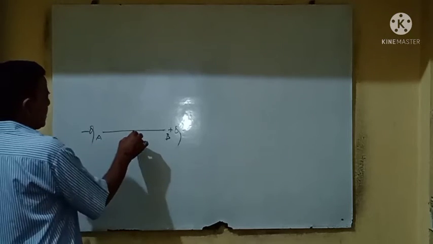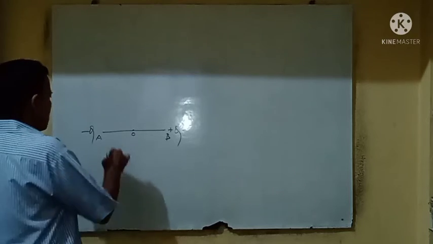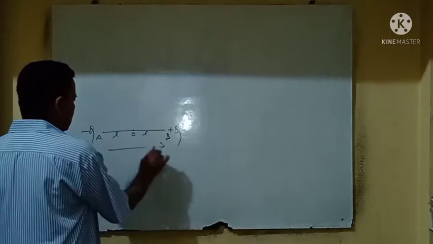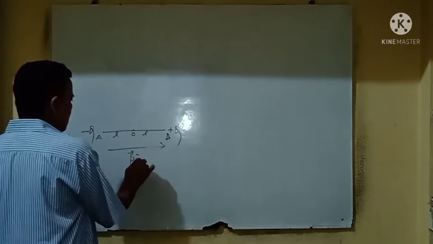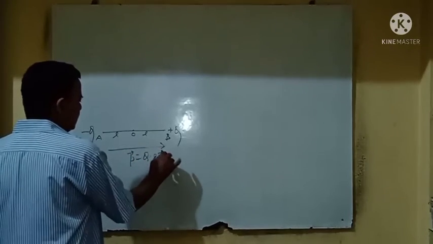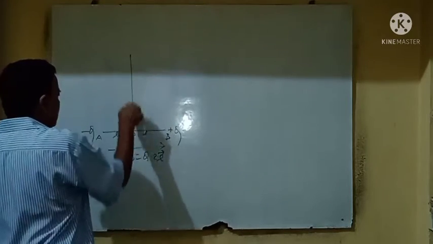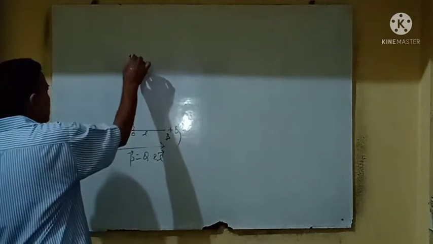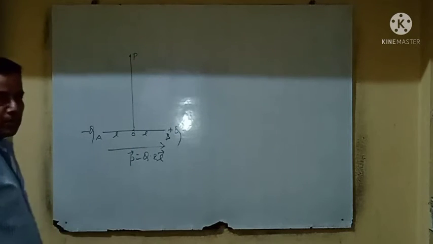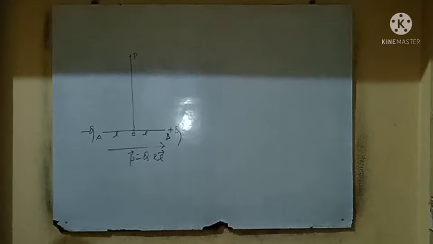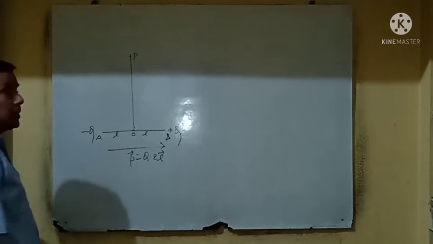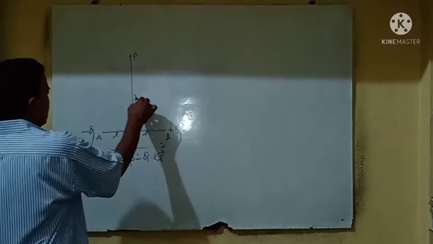This is the center of the dipole. This is the half length of the dipole, and this is the dipole moment, P is equal to Q into 2L. And this is a point on the perpendicular bisector. So suppose that there is a point P on the perpendicular bisector at distance R.